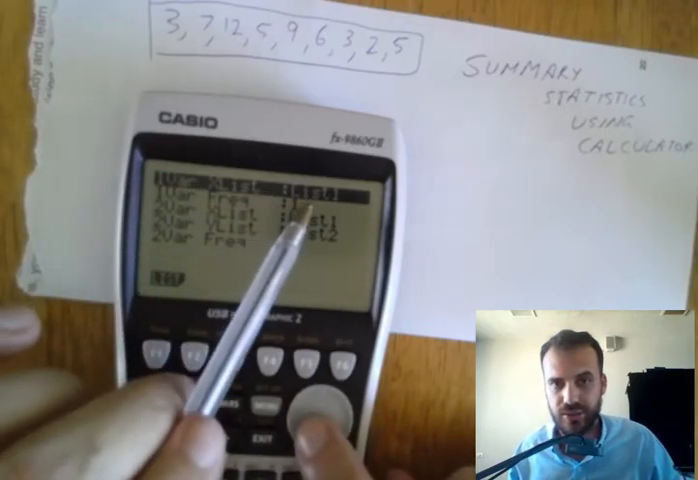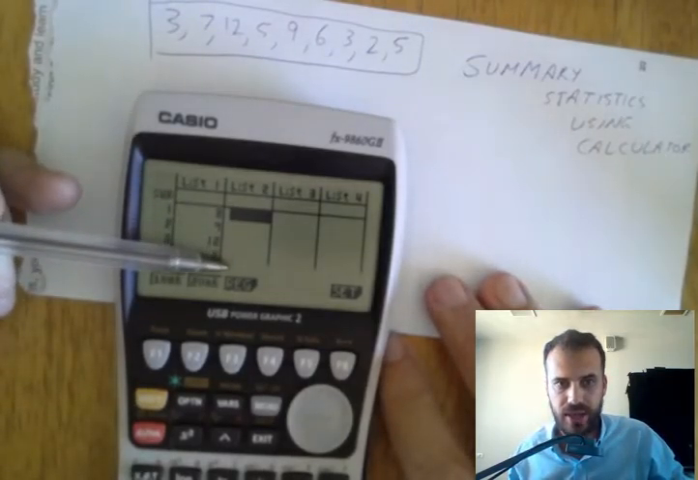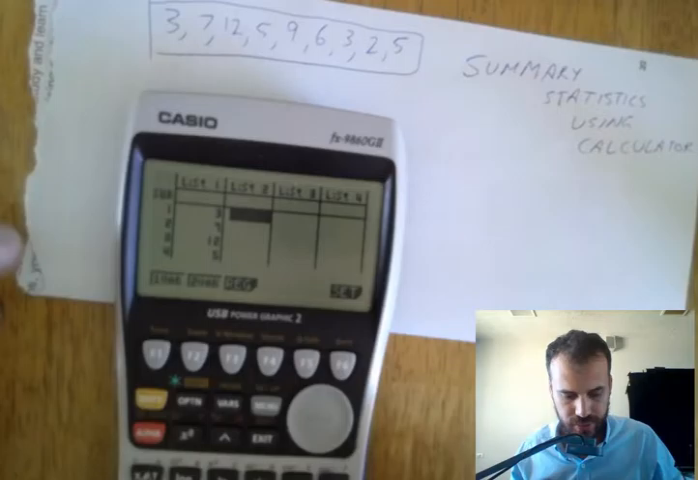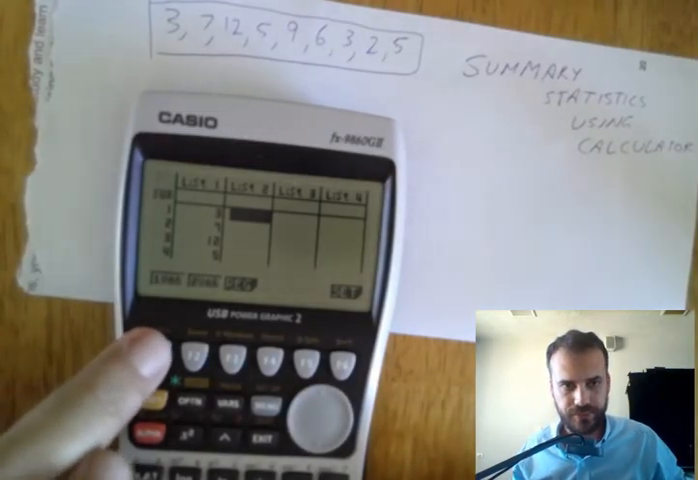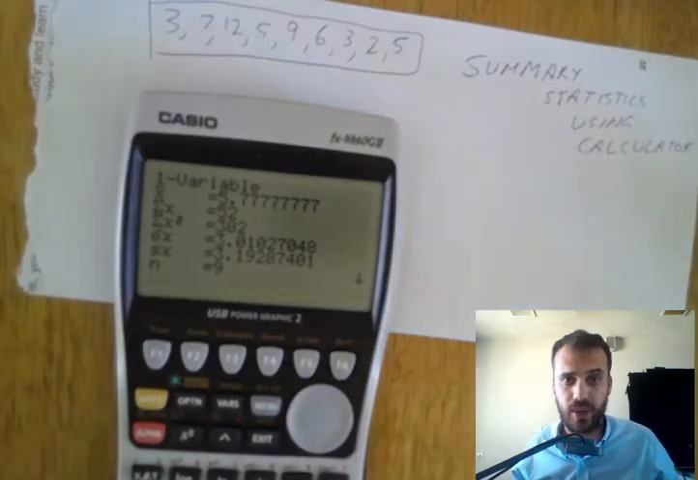If I was using a frequency distribution table, and I was putting in the numbers here and how many times those numbers appear there, then we'd be setting up a 2 variable list. But we're not doing that here. Okay, so one variable, and I get all of my summary statistics in one go.